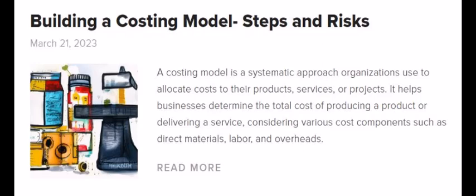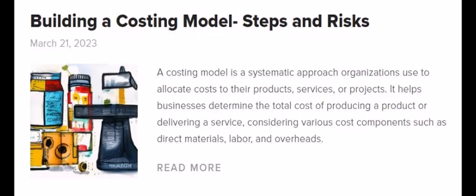A costing model is a systematic approach organizations use to allocate costs to their products, services, or projects. It helps businesses determine the total cost of producing a product or delivering a service, considering various cost components such as direct materials, labor, and overheads. By accurately allocating costs, a costing model enables organizations to better understand their cost structure, make informed pricing decisions, and identify opportunities for cost reduction and process improvement.